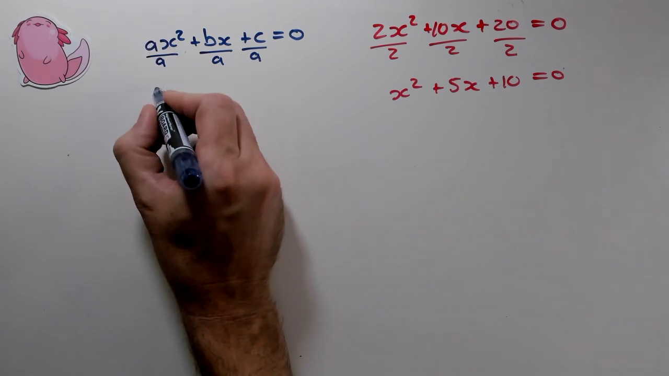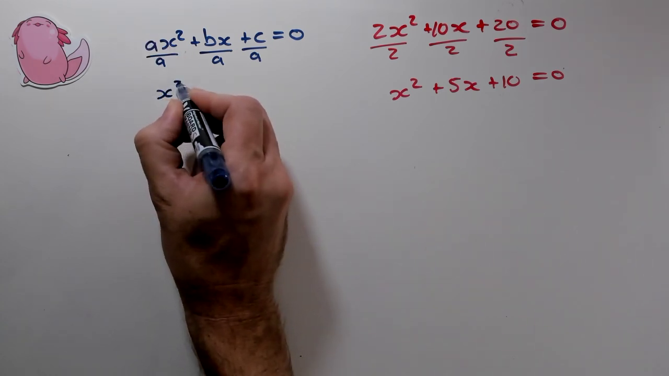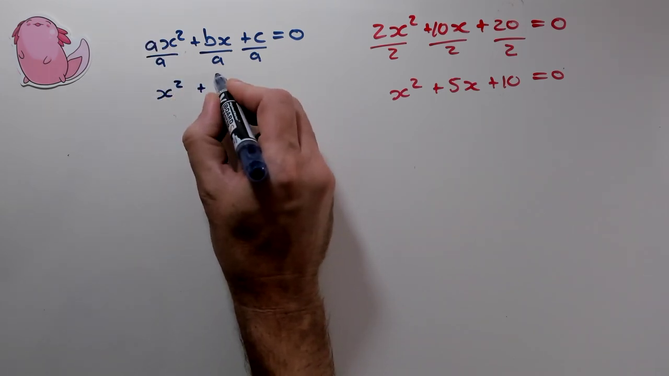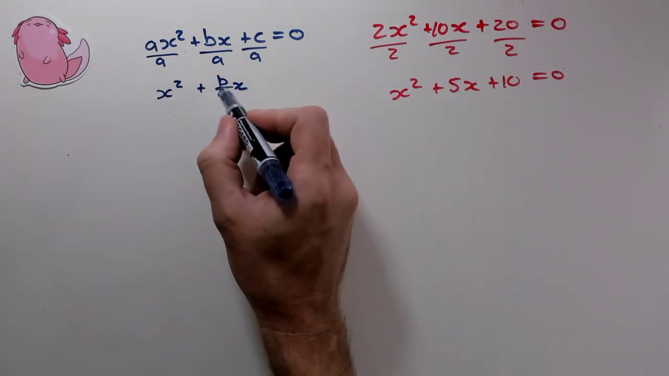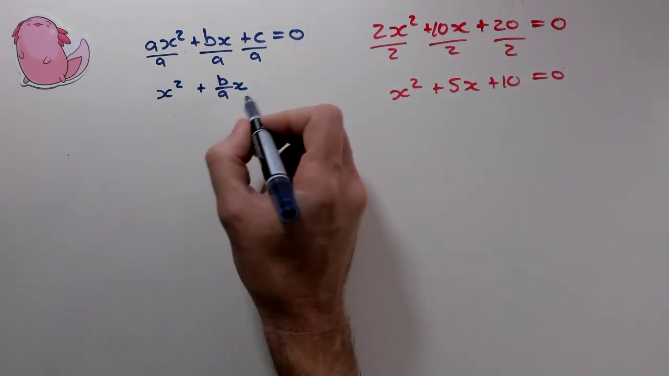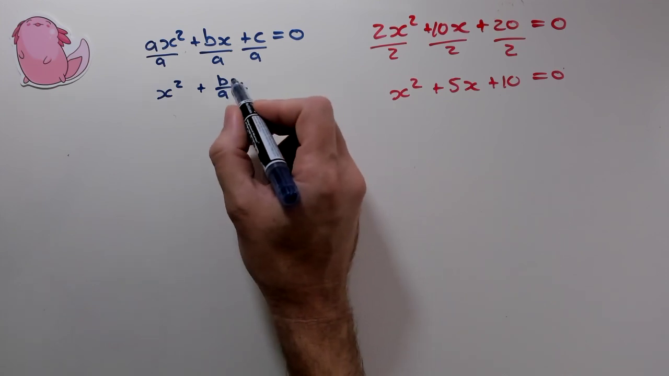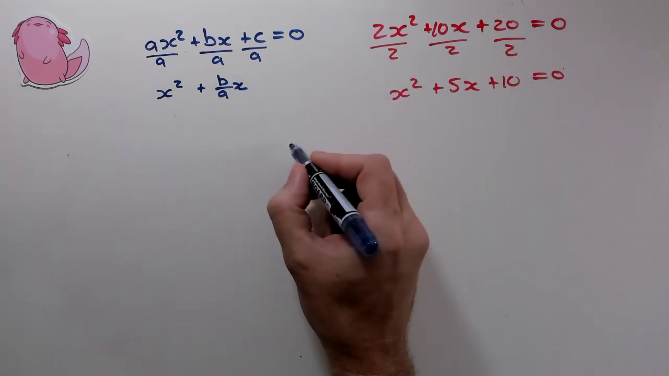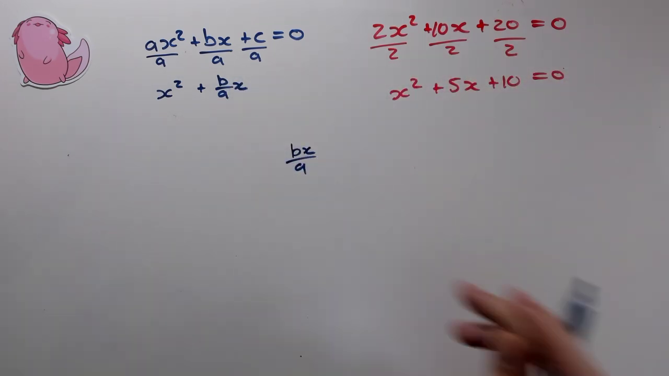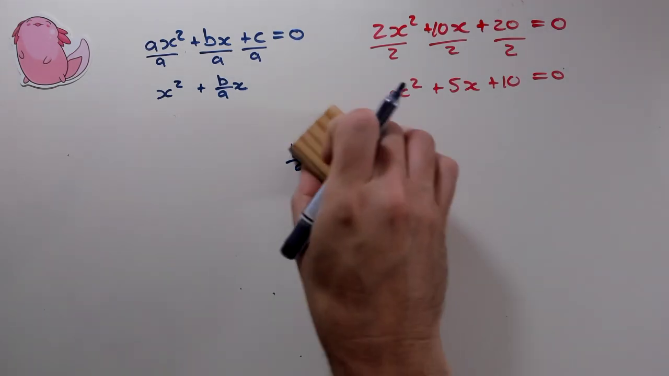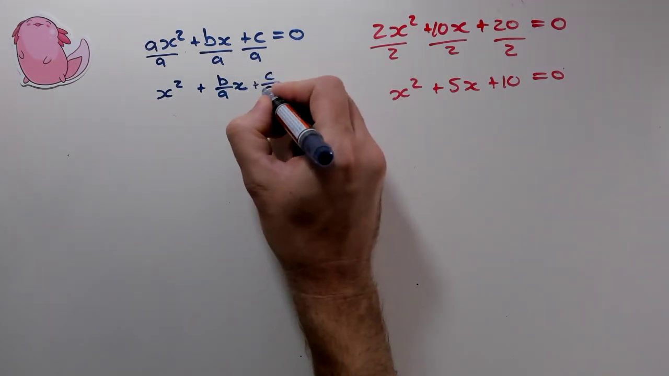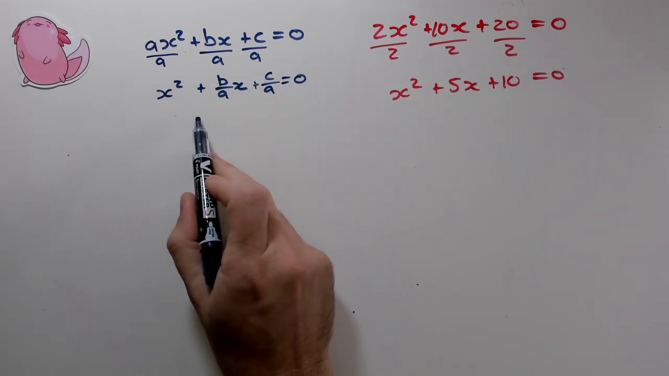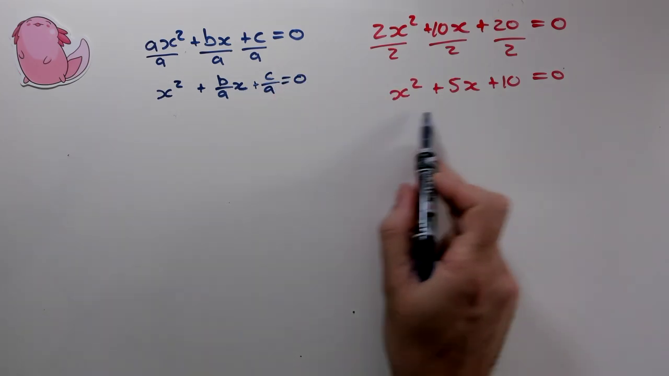Okay, once I've done this, I would have something like x squared plus, this is a fraction, b over a x. Just writing it like that, it's easier to understand, but it's the same as bx over a, but you'll see now why I'm doing the fraction in the front and the x behind it, and plus c over a, and that's 0. So that's the first step that I've done here.